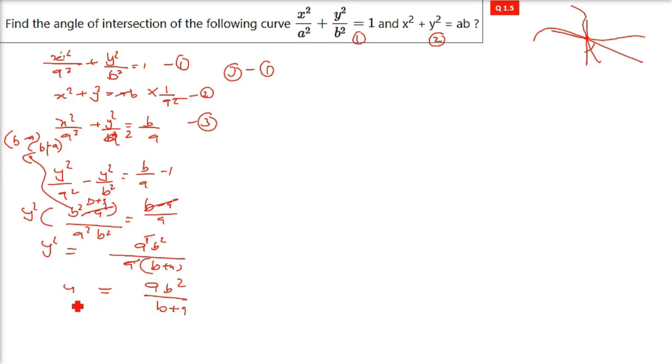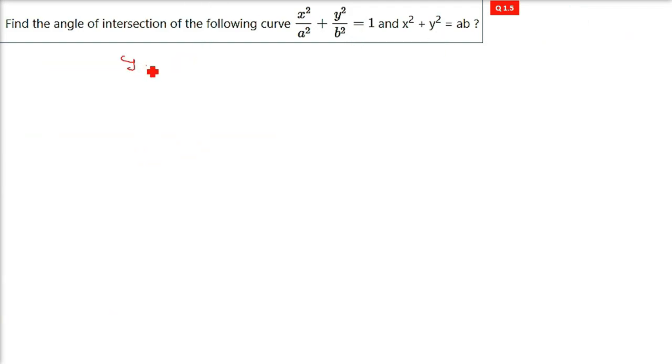So y will be what? It will be under root of this thing. So you have plus minus, b will come out, it will be a by a plus b. This is y. Now you already have a y. As I just said, it will be plus minus b into under root a by a plus b. So plus minus will both come. Now getting x, you can put this y in any of the equations.